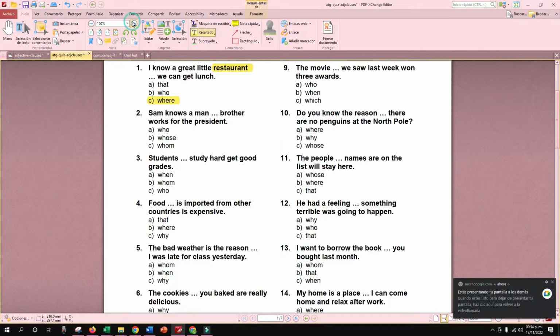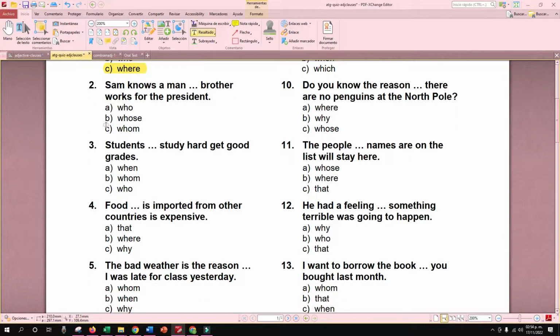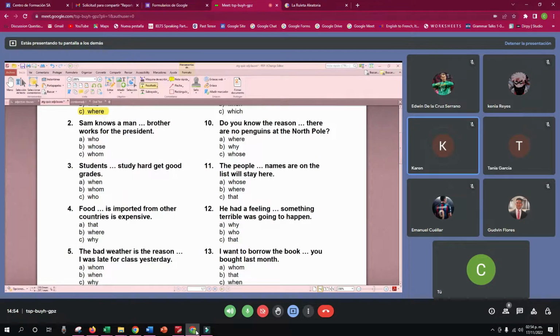Let's do the number 2. There you have this. Sam knows a man, blank brother works for the president. Who, whose, or whom? Which could be the answer for that one? Whom?